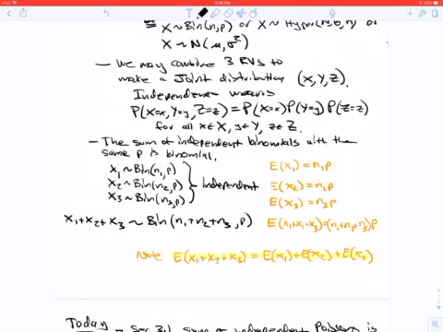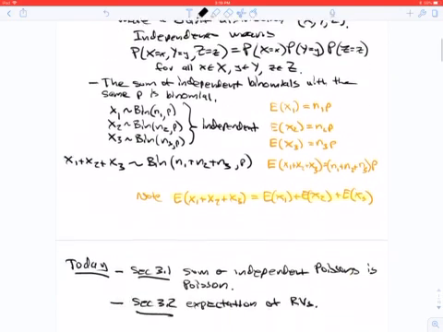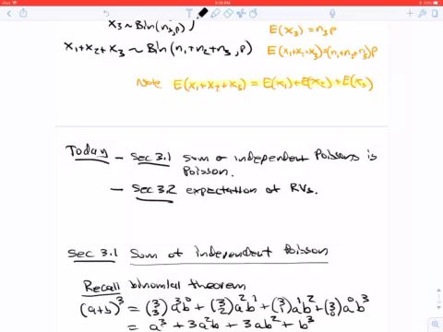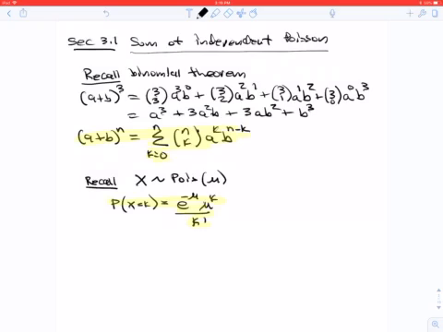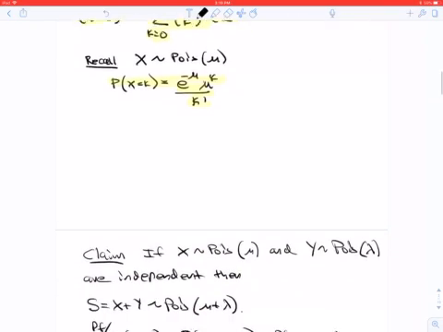And notice here that expectation, which is basically the average, for x1 plus x2 plus x3 is the same as expectation of x1 plus expectation of x2 plus expectation of x3. Now today we're going to show that the sum of independent Poissons is Poisson, as well as talk about expectation of random variables. So to discuss the sum of independent Poissons, we recall the binomial theorem, as well as the formula for the Poisson distribution.